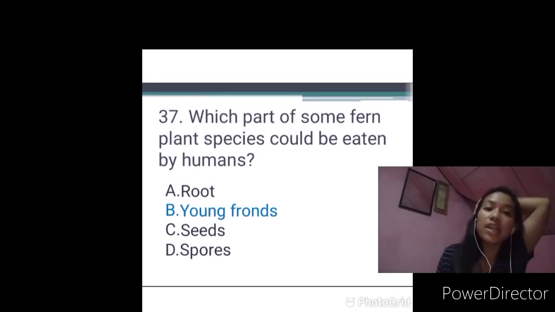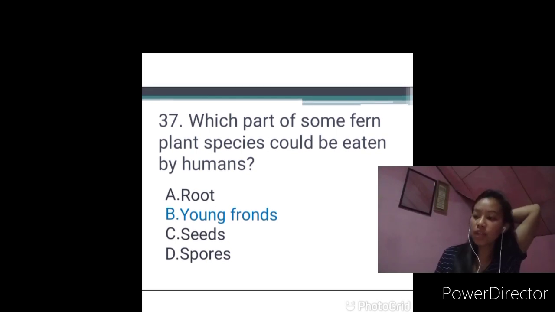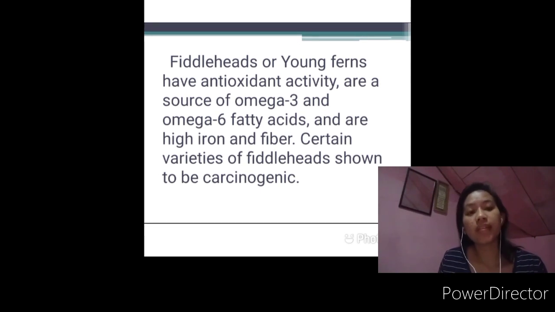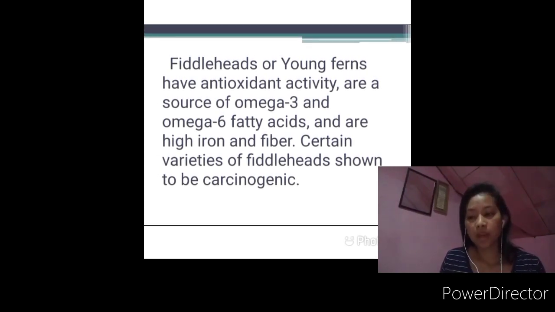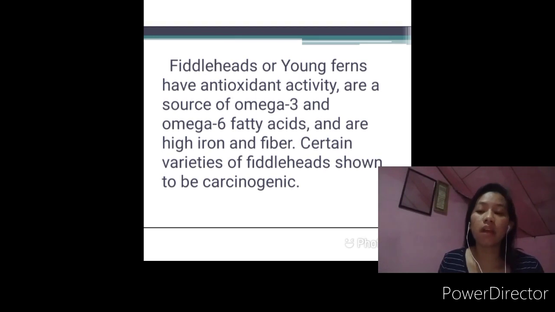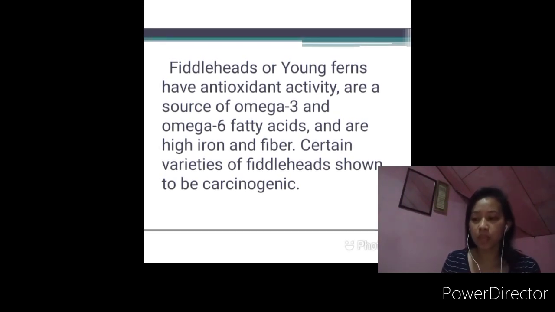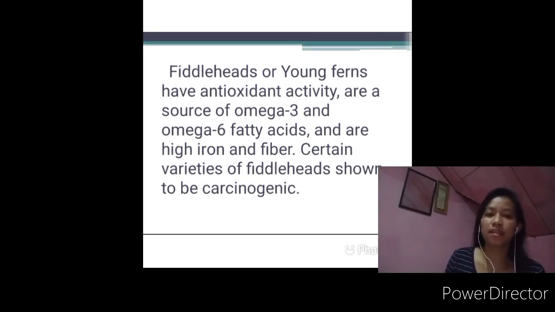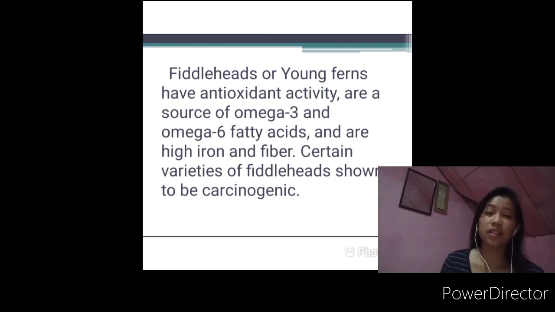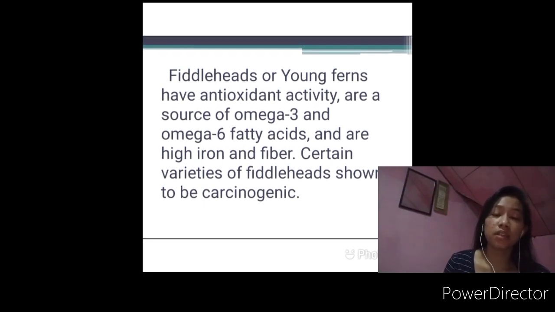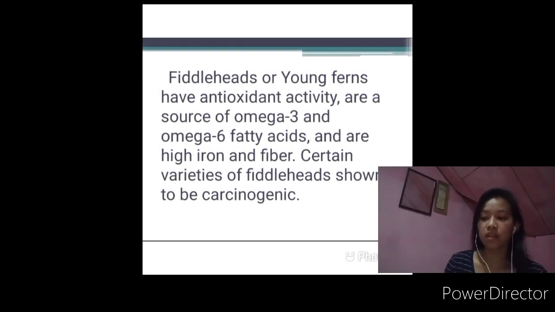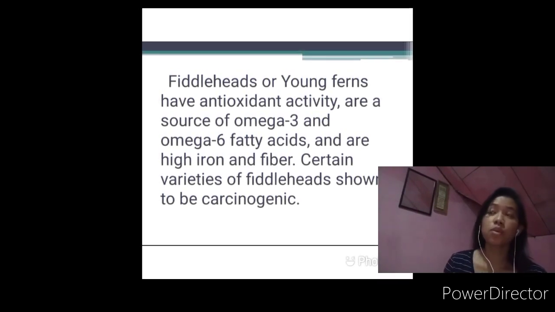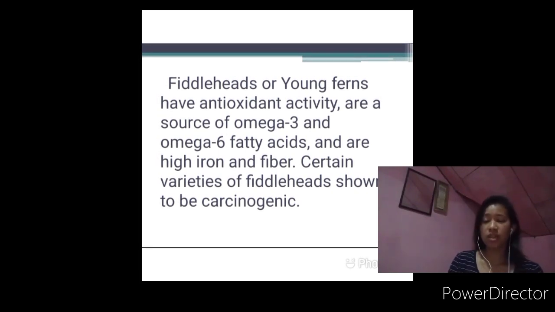So the right answer here is the young ferns or young fronds, or we also call it fiddleheads, because it has an antioxidant activity, and it is also a source of omega-3 and omega-6 fatty acids. And there are a lot of varieties in young ferns.